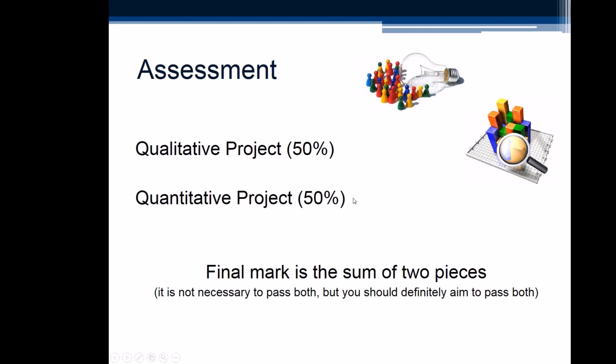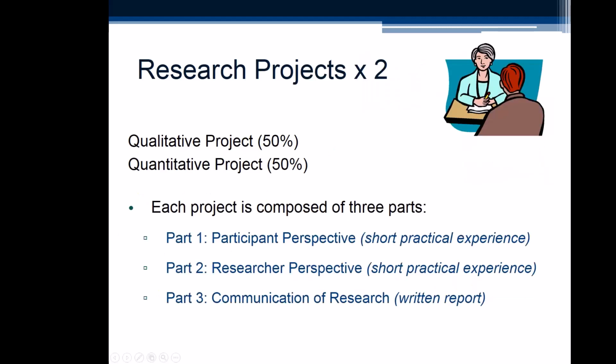I would hope that most people want to pass each of the two projects. We simply add the scores together, and as long as you get 50% or more in total, then you've passed the unit. Each of the two projects is structured very similarly. Each of them has three major parts: part 1, part 2, and part 3.